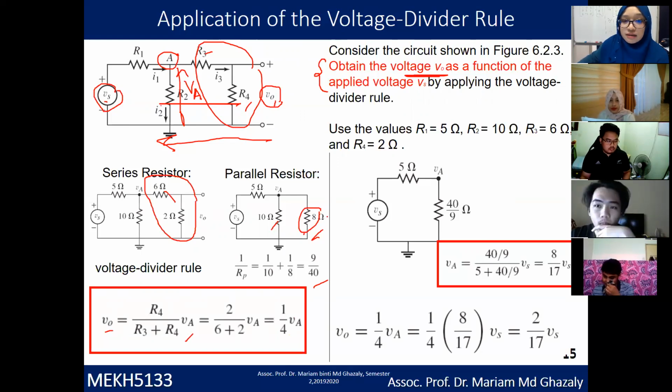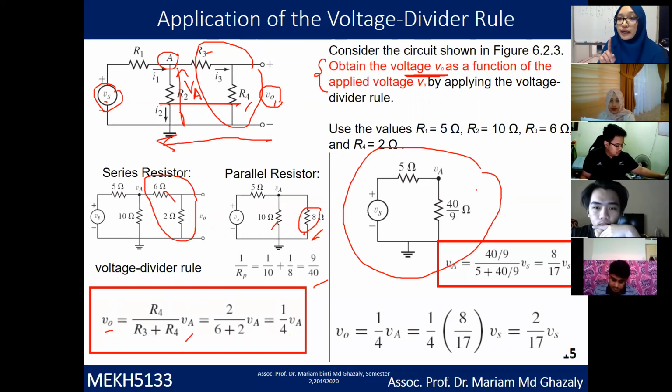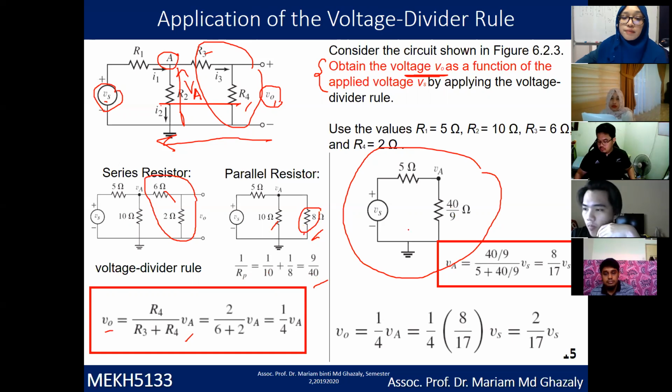So draw the circuit back into a one-loop circuit. You have 5 and then you have this one, which is 1 over RP, so it becomes 40 over 9 for the resistance. Now it becomes much simpler to calculate.